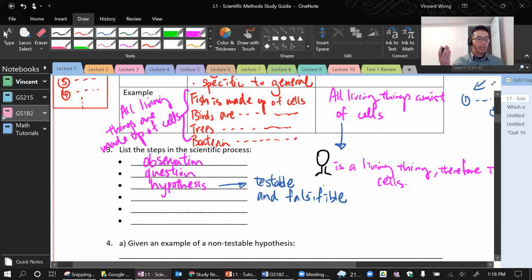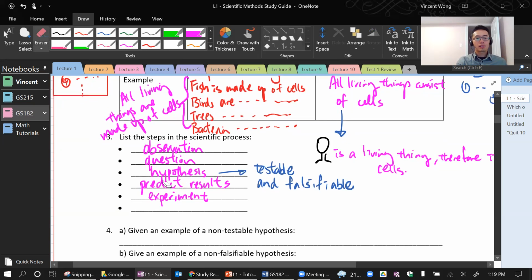Okay, it has to be potentially wrong, falsifiable. After you make a hypothesis, you are going to make a prediction of the results. Predict results. You're going to do an experiment to check those predictions. And then you're going to make a conclusion to see whether your hypothesis was accepted or if it was rejected.